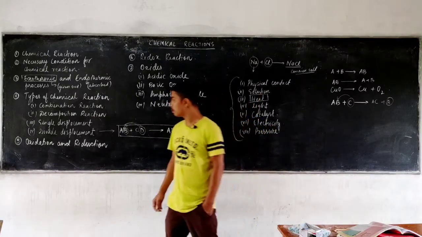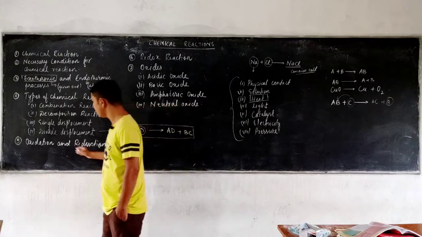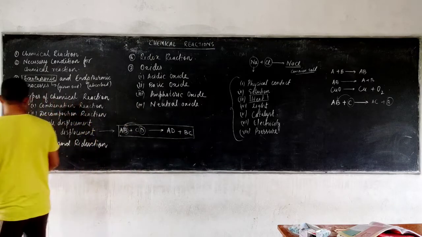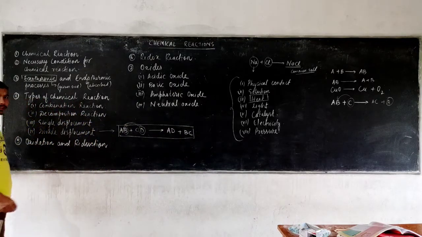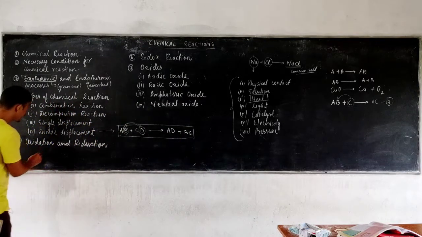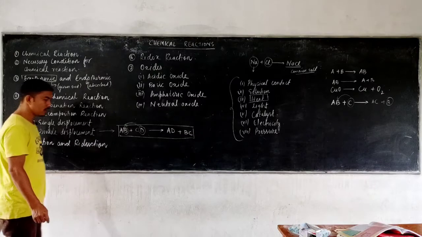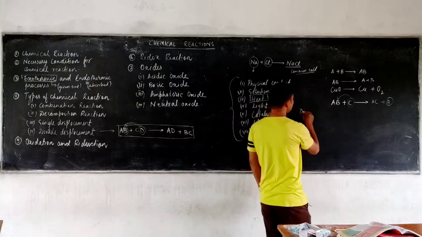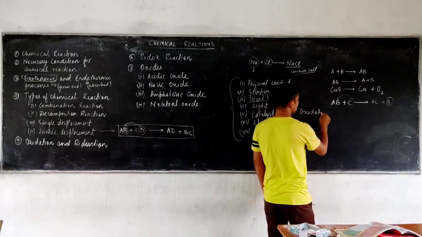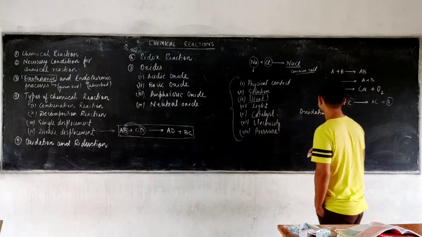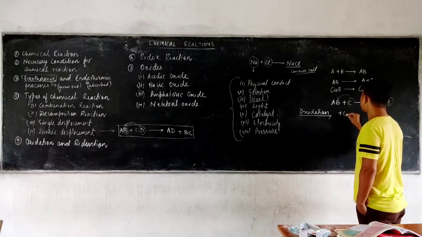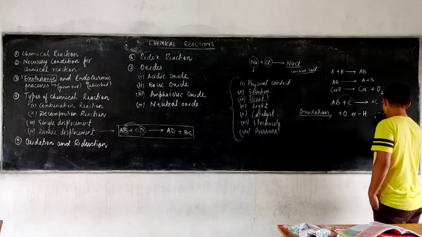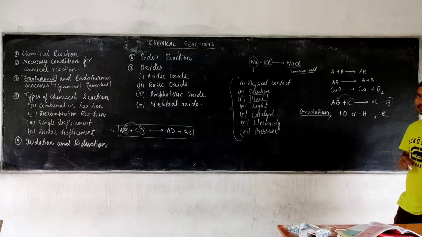Now coming to the 5th point, oxidation and reduction. You must know what oxidation and reduction are, but once more, oxidation is the process or chemical reaction in which oxygen is added. So we can say oxidation is the process in which either oxygen is added or hydrogen is removed, or we can call the removal of electrons also oxidation.